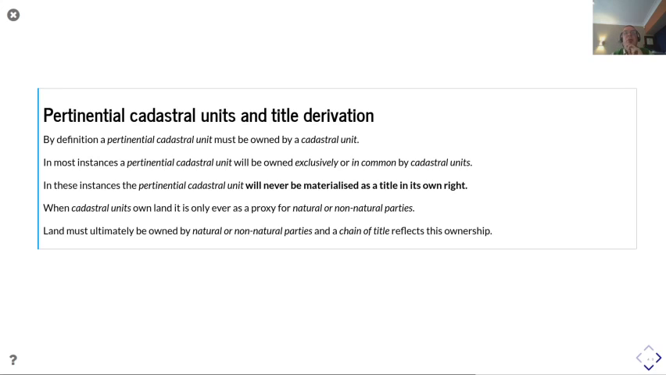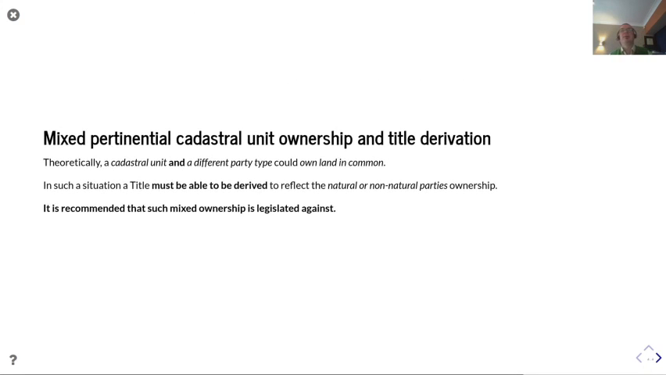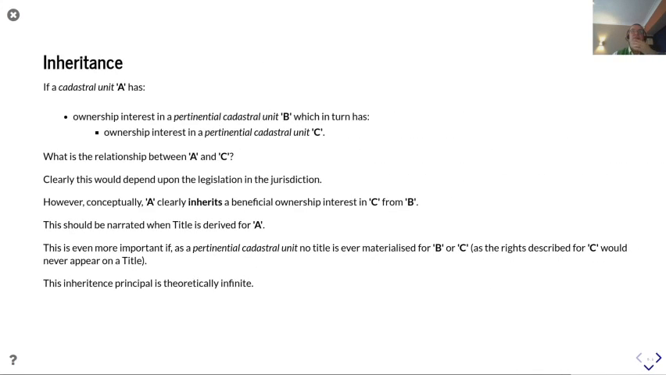That's quite key. So when cadastral units own land, it is only ever as a proxy for natural or non-natural parties. Land must ultimately be owned by natural or non-natural parties, and a chain of title reflects this ownership. Theoretically, though, a cadastral unit and a different party type could own land in common. In this situation, a title must be able to be derived to reflect the natural or non-natural party's ownership. The recommendation is that such mixed ownership is legislated against, so it just can't happen, although clearly your jurisdiction will come up with whatever way it deems suitable if it reflects a social need.